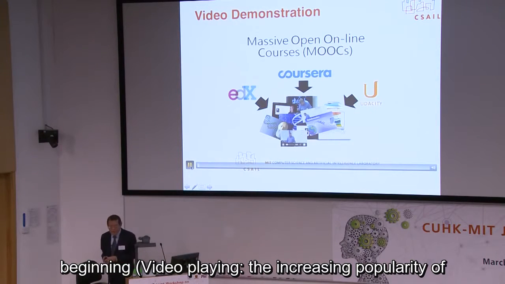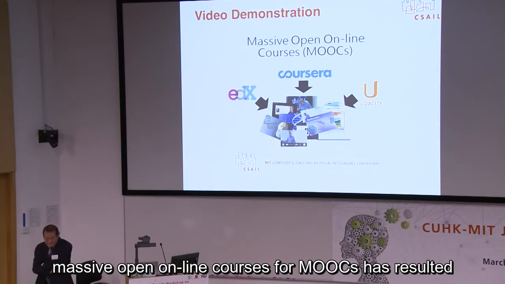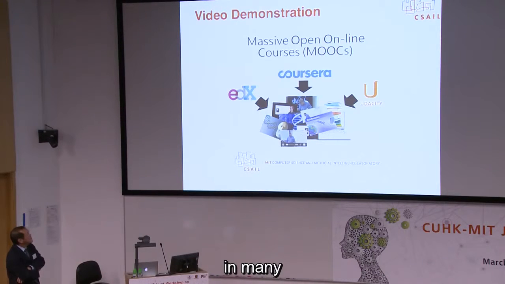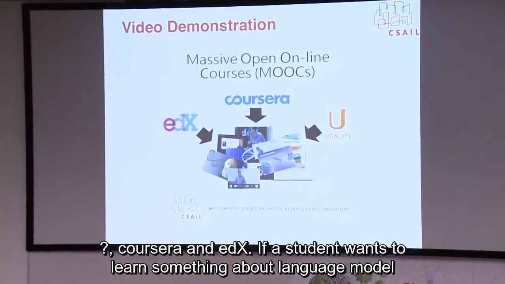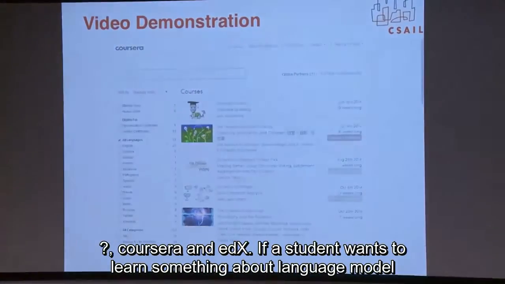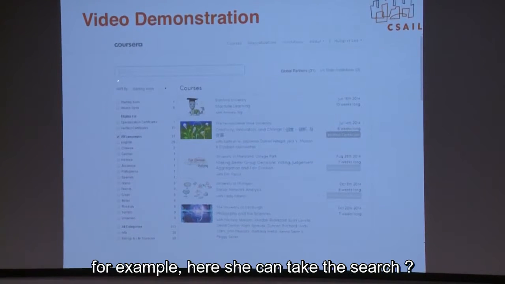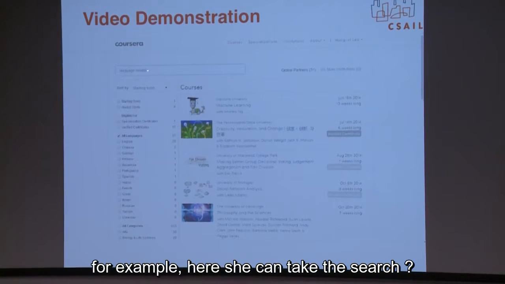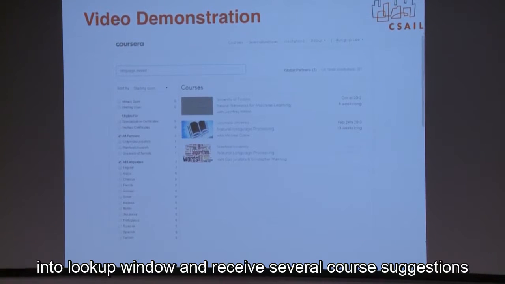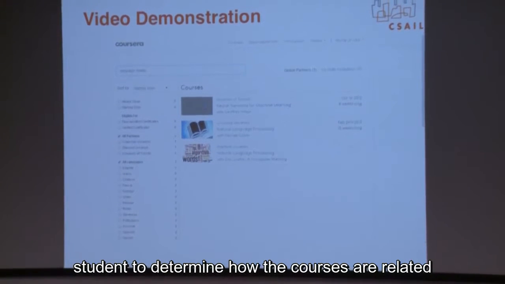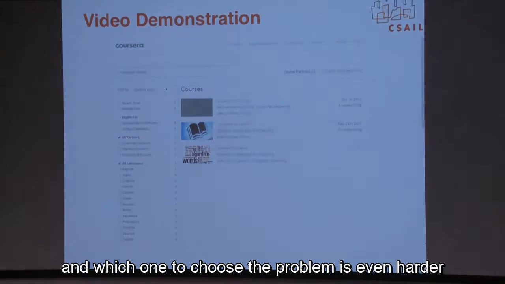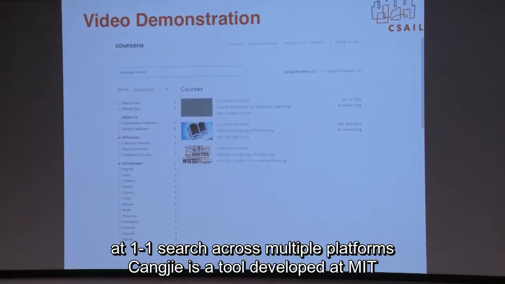The increasing popularity of massive open online courses, or MOOCs, has resulted in many courses available on the internet using different platforms such as Coursera and edX. If a student wants to learn something about language models, for example, he or she can type a search query into the lookup window and receive several course suggestions. However, there is no easy mechanism for the student to determine how the courses are related and which one to choose. The problem is even harder if one wants to search across multiple platforms.